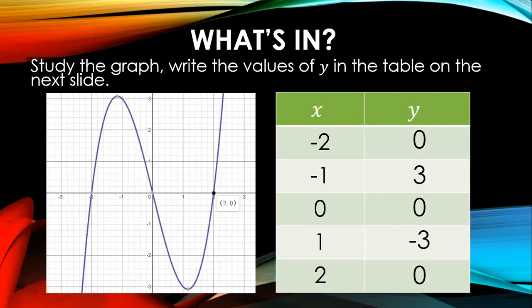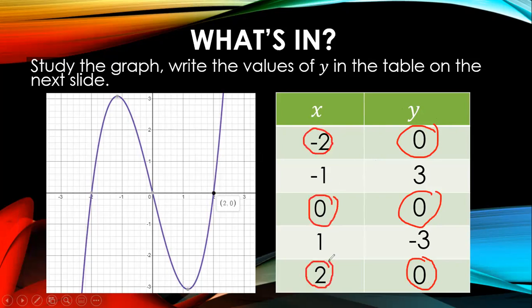So kung mapapansin natin, sa unang graph natin, okay, may mga parehas bang values dito sa ating y? So meron po, mapapansin natin, pare-parehas 0 yung y values for -2, 0, and 2.